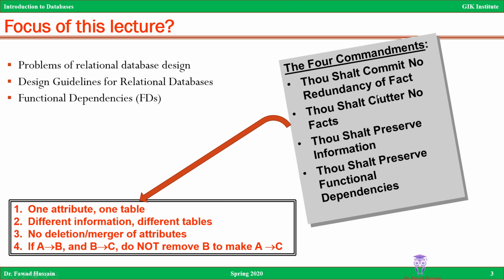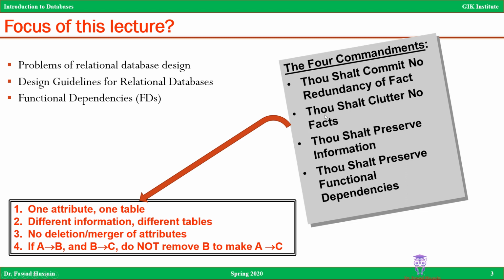So a fact should not be repeated, and this translates to one attribute, one table, except of course when that attribute is used as a primary key or a foreign key, in which case it's more of a reference rather than a replication. But otherwise, one fact or one attribute must only occur in one table. So that's the first thing we have to consider.